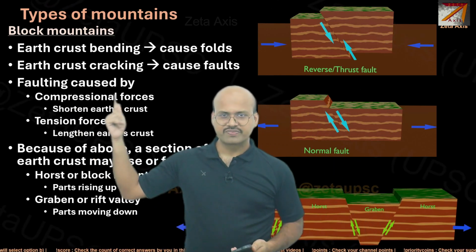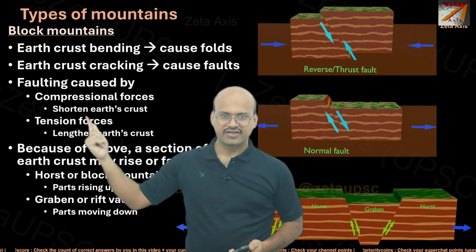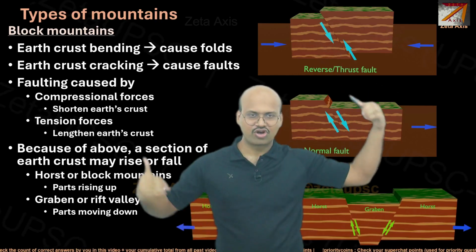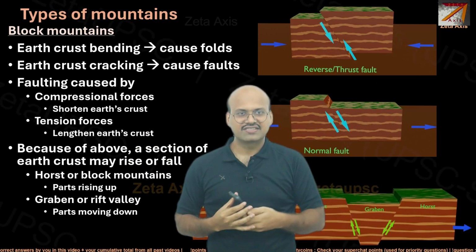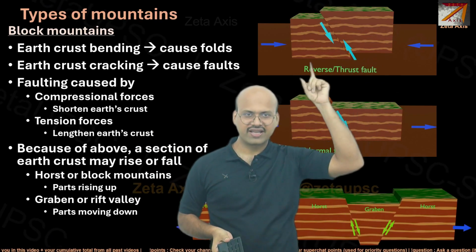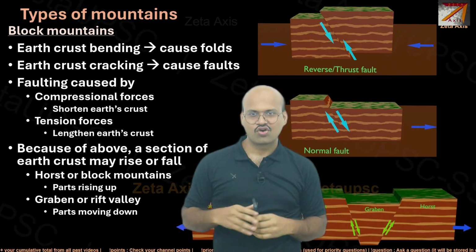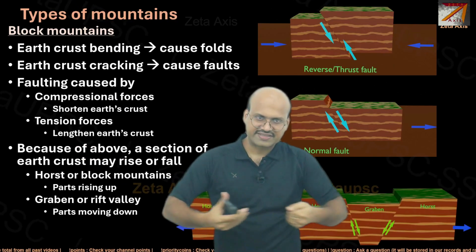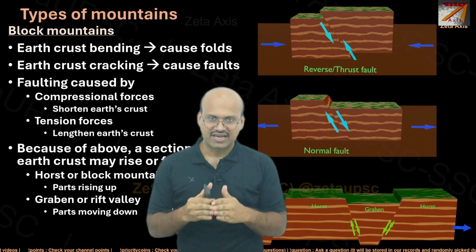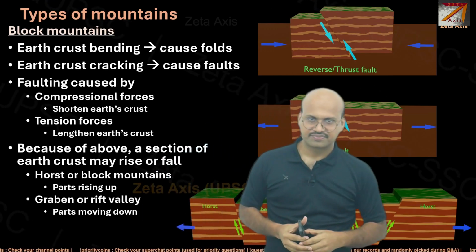The faulting caused by compressional forces shortens the earth crust. We can see that because of the compressional forces, this is moving up and the total length of the earth crust is decreased. While when the tensional forces stretch the region, we will see that the length of the earth crust increases.